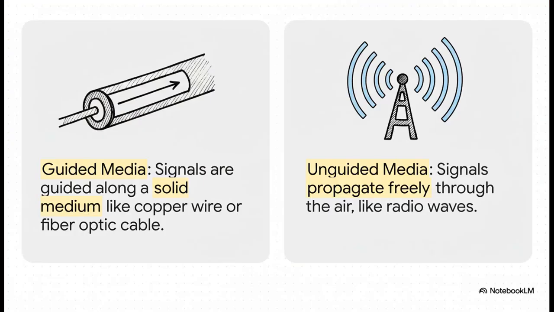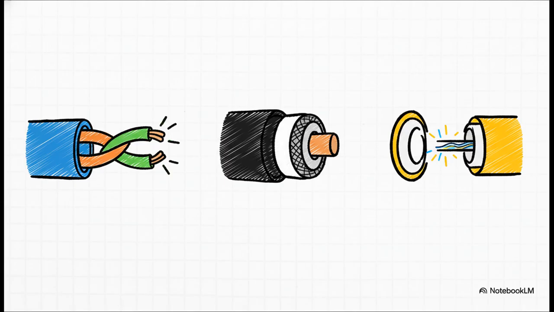So the physical paths your data takes, they really fall into two big categories. First, you have guided media, where the signal is contained inside a solid path, like a copper wire or a fiber optic cable. Then you have unguided media, where the signal just propagates freely through the air. Think radio waves. The main guided roads are probably pretty familiar to you. You've got twisted pair copper wires inside Ethernet cables and that coaxial cable for your TV and internet.